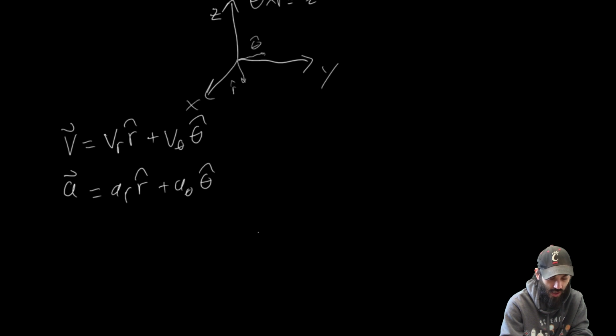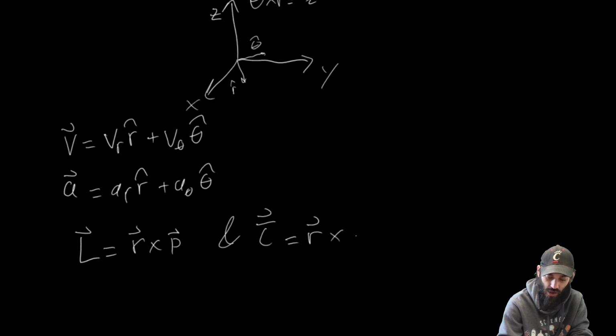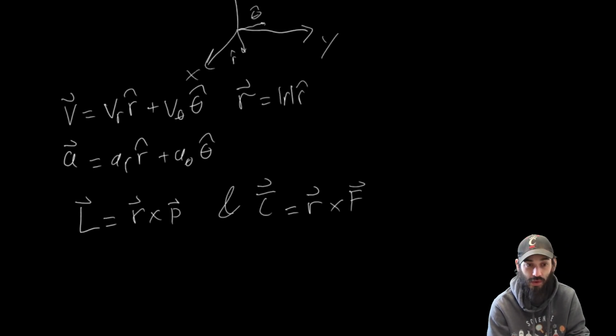And I also tell you that the angular momentum, L, is going to be equal to r vector cross p vector, and the torque is going to be equal to r vector cross f vector. Okay. And the other thing that we need here is that r vector is just going to be equal to the magnitude of r times r hat. I didn't mention that explicitly, so that's probably going to help.